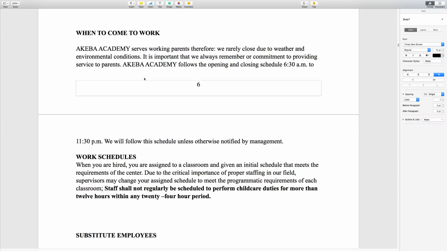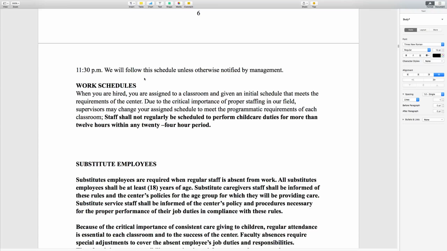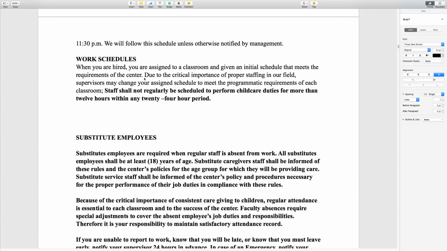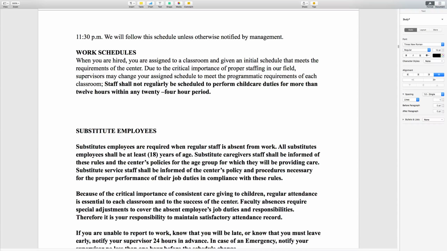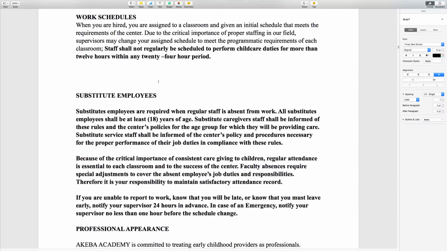And we try to remind them of our opening hours so that they are flexible, and let them know that, unless otherwise notified by management, those are the hours that we're open. We talk to them about when they're hired, how they're given work schedules, but we also talk to them about the critical aspects of staffing during our program logistics. And so we talk to them about their work schedules as well.